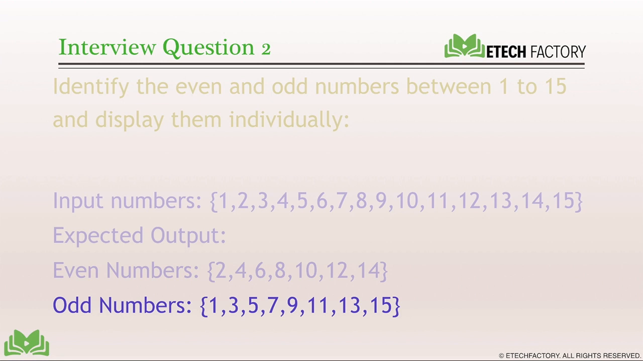So here your program should go through this input of numbers, traverse through each of these numbers, identify which number is even and which number is odd, and store it in a separate array. So we have understood the problem. Now let's go for the logic part.